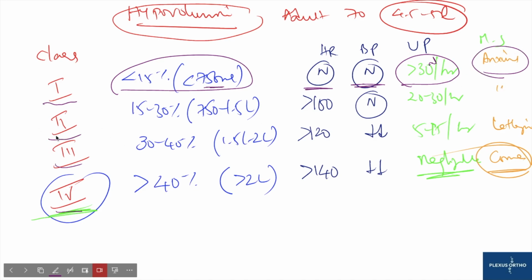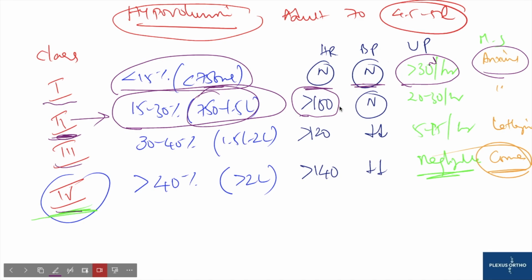In class 2, right, when the blood loss becomes progressively higher, 15 to 30% of the blood volume loss occurs in this variety. About 750 to 1.5 liters of blood is lost. And here the body is not able to compensate as easily, so the heart rate increases to increase the perfusion of the limbs and the other parts of the body, including kidney, brain, etc.